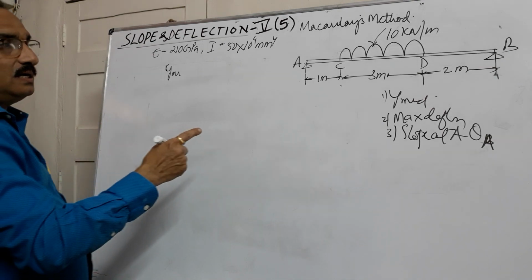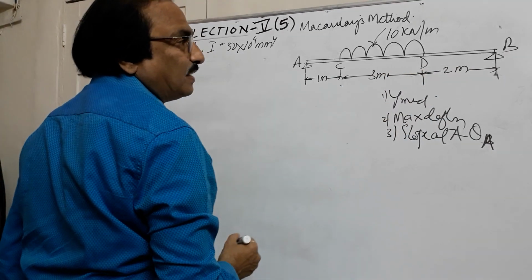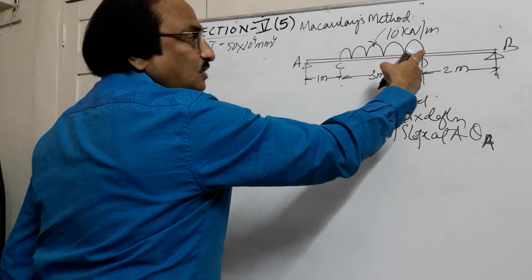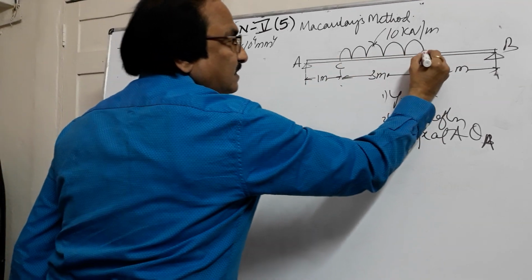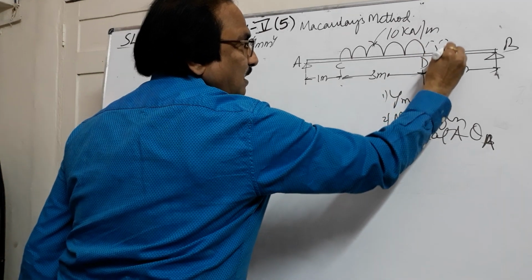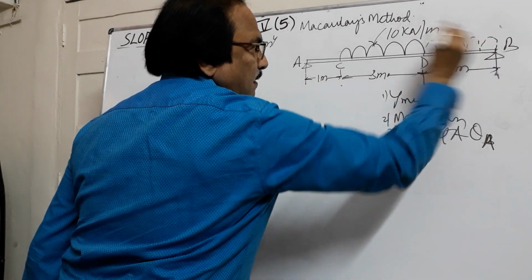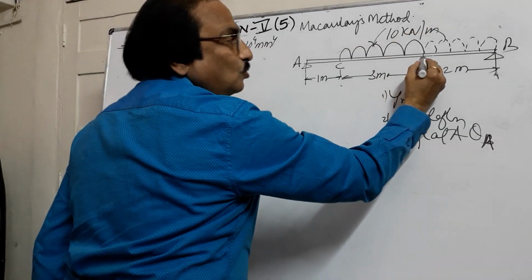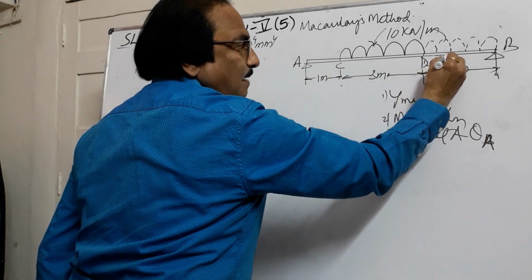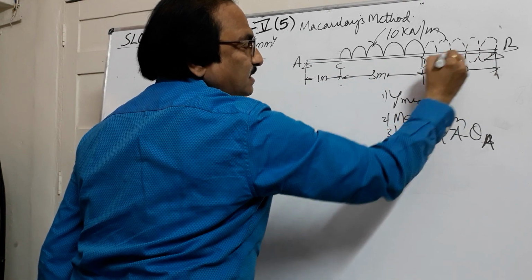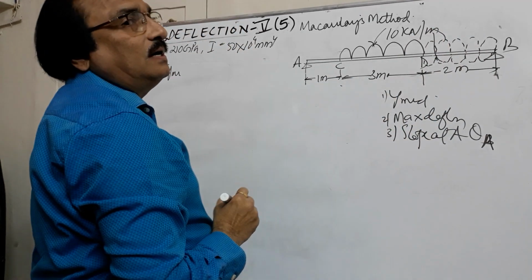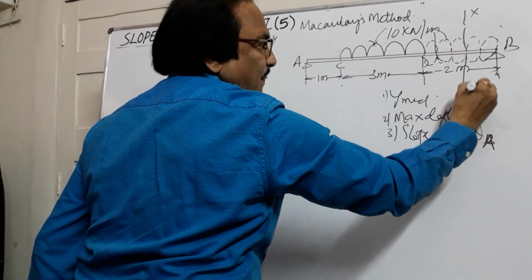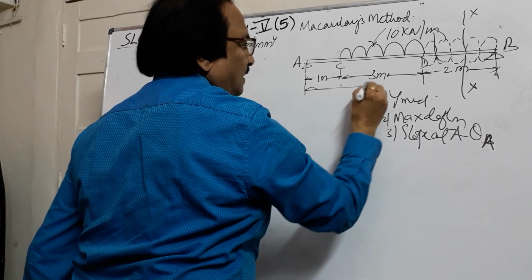Now here the last portion is DB. We will have to consider that last portion for the section. But the UDL is within the support. So first, you continue the UDL till the end. This will be the same 10 kilonewton per meter. To compensate for that, we will apply an opposite UDL of the same intensity, 10 kilonewton per meter. Now I can consider a section XX at a distance x from the left support.